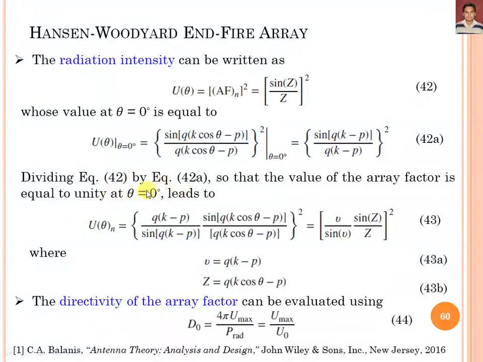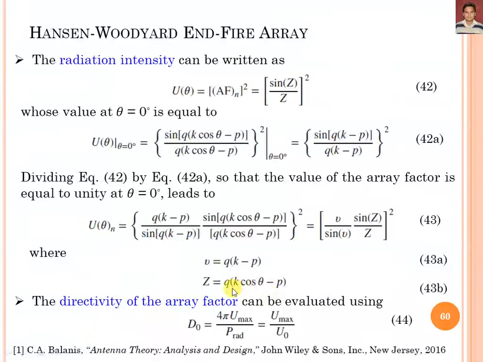at theta equal to 0 degree, which leads to U of theta equal to v upon sin v, times sin z upon z ka, whole square. So here another term, v upon sin v, occurs, and this is the square term, multiplied with sin z upon z, where we have to consider v equal to q k minus p and z equal to q k cos theta minus p.